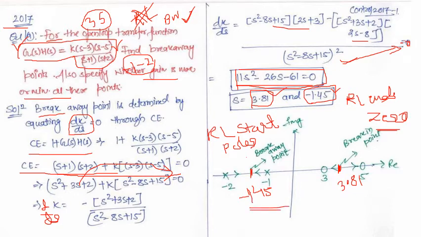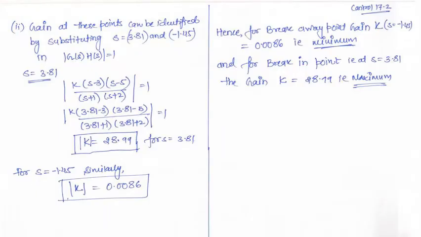Now whether the gain will be maximum or minimum, that you can only find by substituting this value in the equation. So that's what I am doing now. You have two values, 3.81 and minus 1.45, and how will you identify whether it is minimum or maximum? You have to go for mod of G(s)H(s) equals to 1, and then substitute it here.